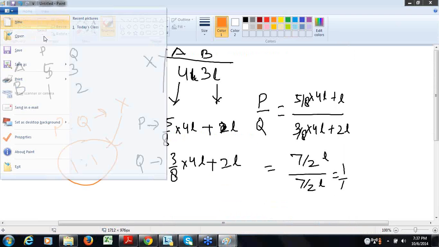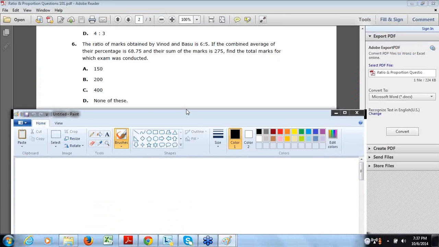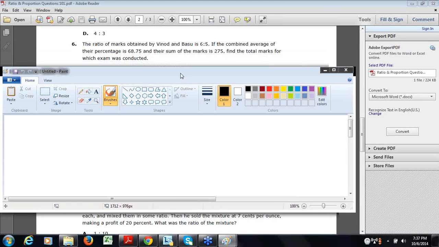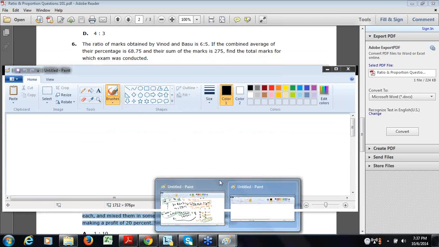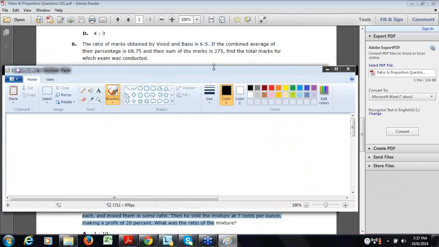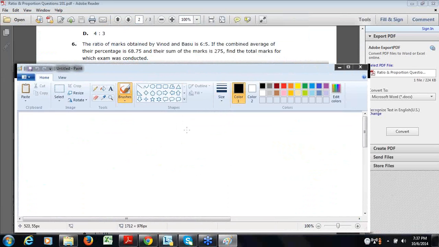So let us solve question number 6. The ratio of marks obtained by Vinod and Basu is 5 is to 6. The total marks they obtained is 275 and the percentage of the marks that they received is 68.75 percent. What is the total marks for which the exam was conducted? Okay, say the total marks for which the exam was conducted was X.